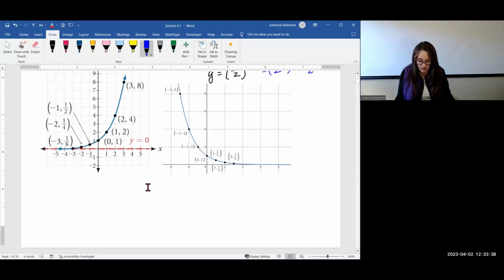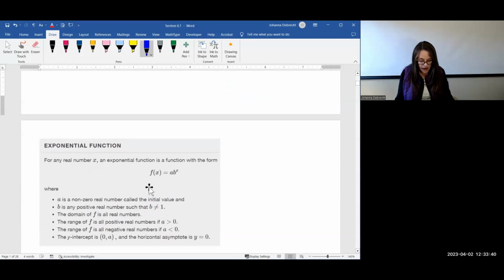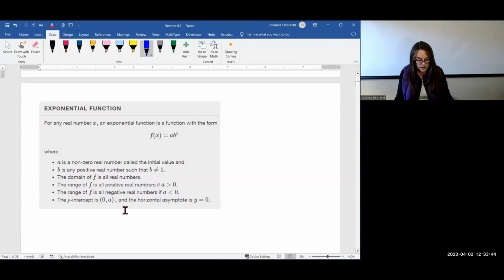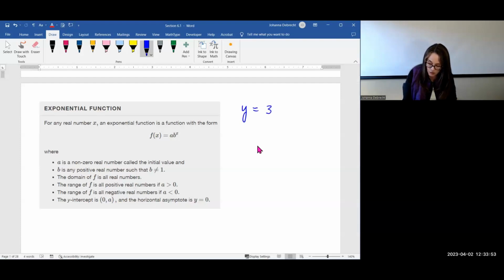So let's now take a look at the actual definition of an exponential function, which we have right here in the center. And sometimes we're allowed to have a coefficient. So let me give you 2 examples. This time I'm going to go with 3 to the x, which grows even faster than 2 to the x because the base is larger.